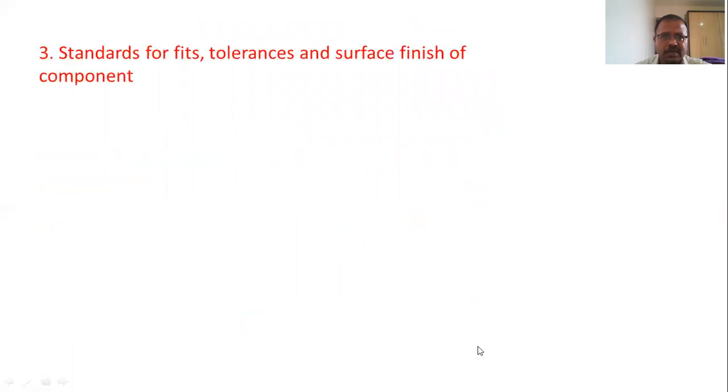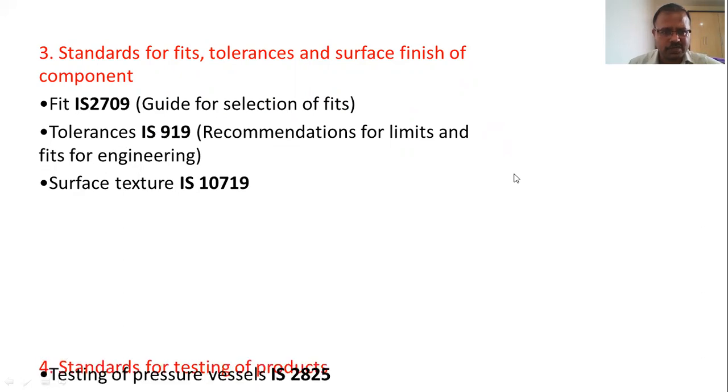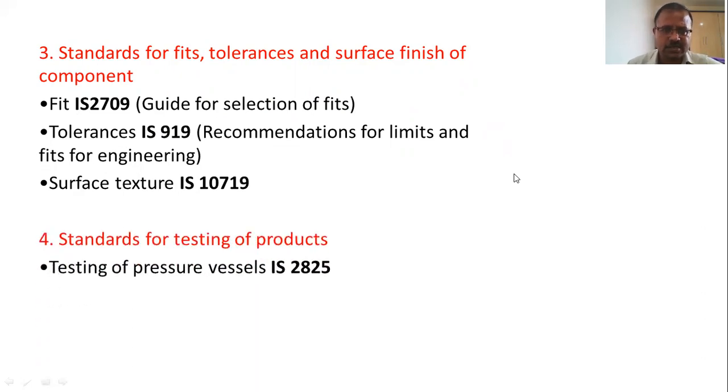Similarly, there are standards for fits, tolerances, and surface finish of components. We already studied earlier the different types of fits, the dimensional tolerances, geometrical tolerances, and the surface finish values. We can find these values of fits, tolerances, and surface finish in particular IS codes. IS 2709 is for fits, IS 919 is for tolerances, and IS 1079 is for surface textures and surface finishes. There are also standards for testing of products.